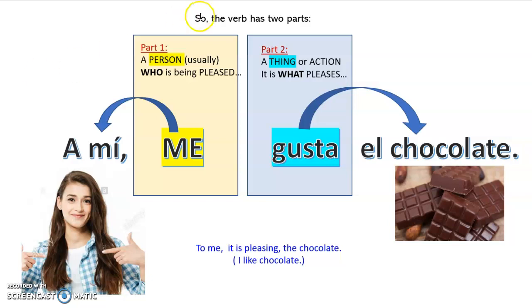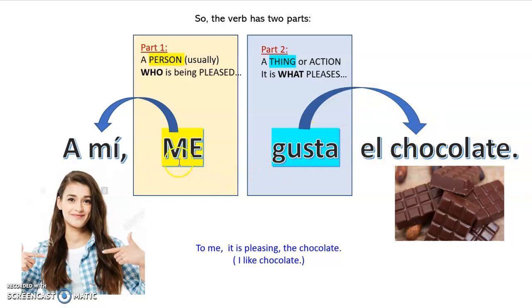So let's look at this example. These verbs have two parts. The first part usually has to do with a person, and you use the indirect object pronoun, and it's who is being pleased. So in this case, I'm the one that likes chocolate, so me is me. The second part is the thing, or sometimes an action, like a verb, is what is pleasing, what is doing the pleasing. So in this case, it's the chocolate.